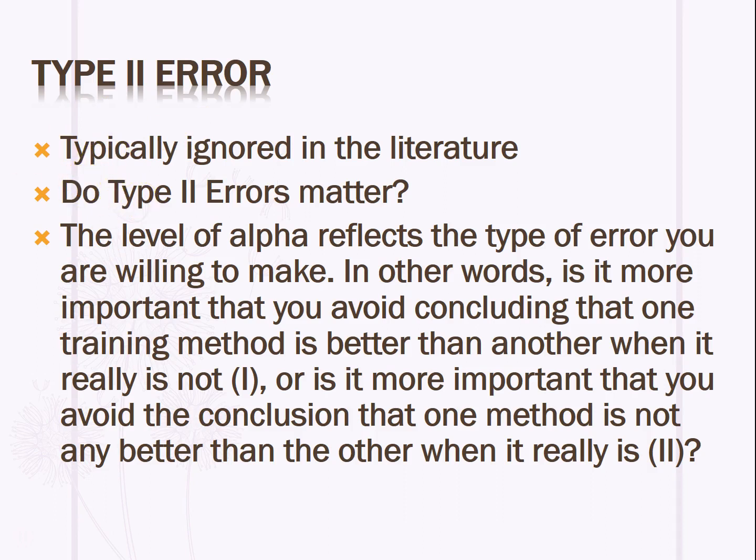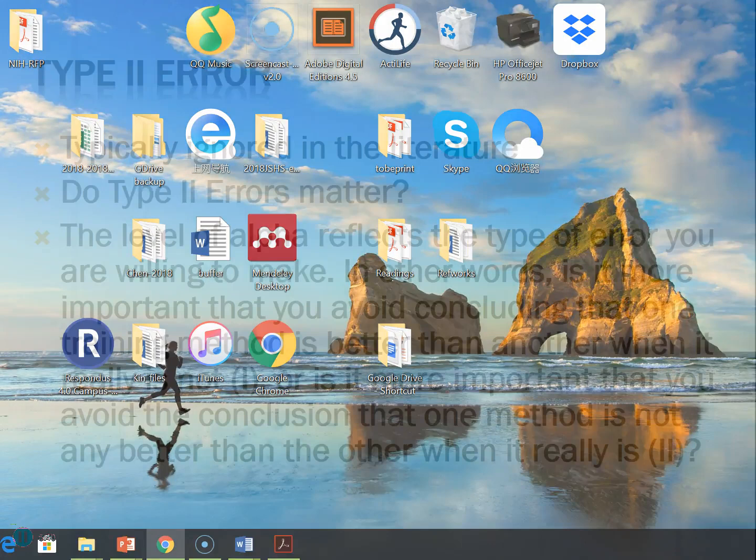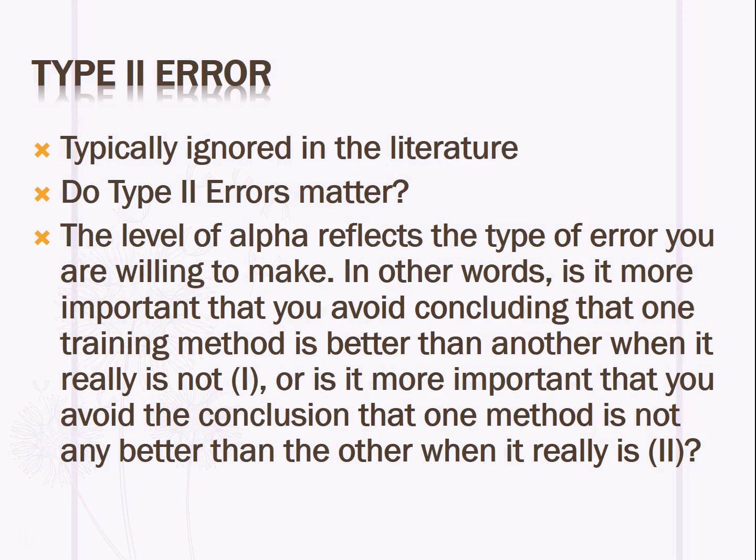Then, do type 2 errors matter? The level of alpha reflects the type of error you are willing to make. In other words, is it more important that you avoid concluding that one training method is better than another when it really is not? Or is it more important that you avoid the conclusion that one method is not any better than the other when it really is?